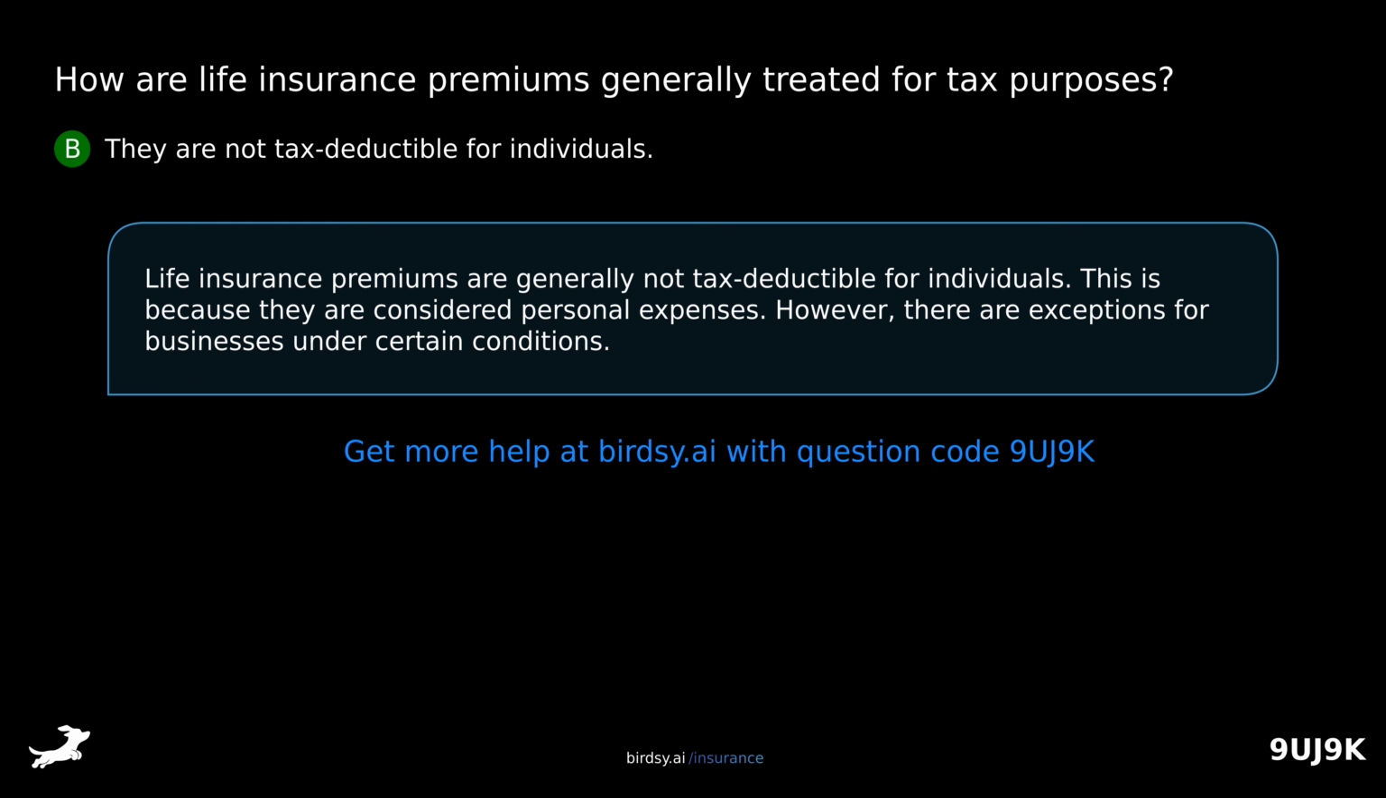Life insurance premiums are generally not tax deductible for individuals. This is because they are considered personal expenses. However, there are exceptions for businesses under certain conditions.